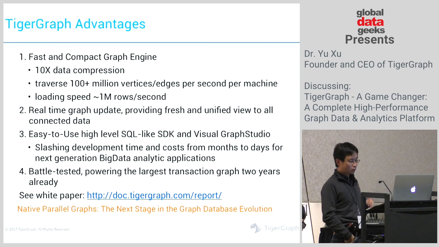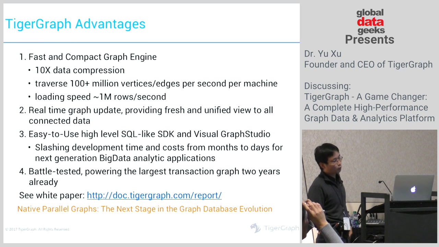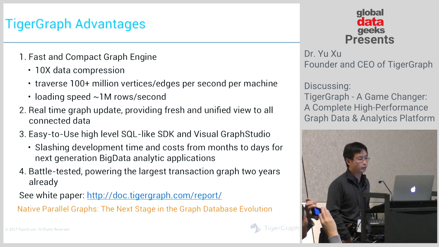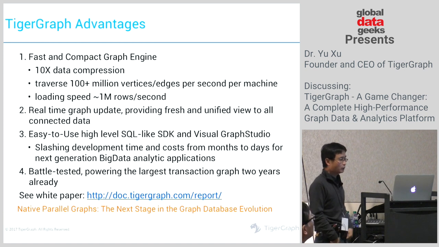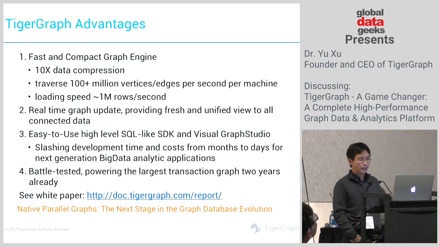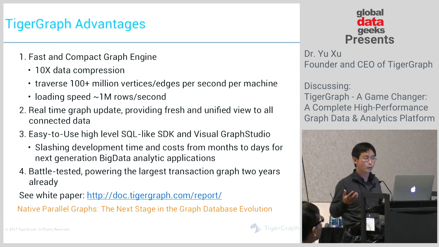So in order to be able to do real-time deep link analytics, we really need to achieve some performance data points. So those are the data points we typically achieve and share with customers. I mentioned the 10x data compression. It really depends on the customer data. But most importantly, the traversal speed is the key data point we use to estimate our query performance. Per machine per second, we can traverse about 100 million vertices or edges. So if a query needs to traverse about 20 million vertices and edges to do a recommendation or fraud detection, you are looking at less than 100 milliseconds.